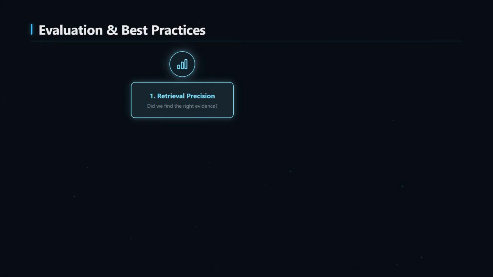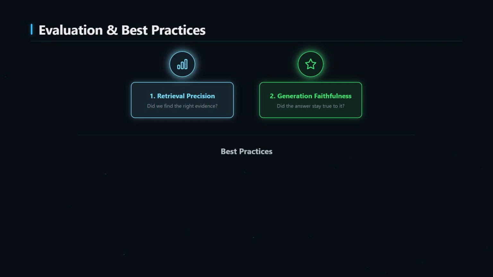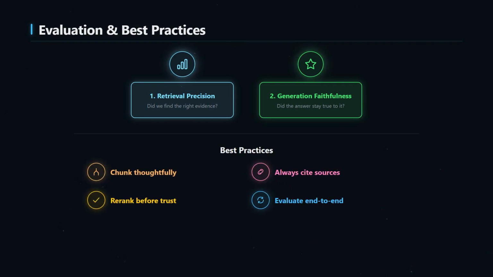A good RAG system is measured on two fronts: whether retrieval actually found the right evidence, and whether the final answer stayed faithful to it. It still has limits. Retrieval can miss things, and context windows are not infinite. Chunk thoughtfully, always cite your sources. Re-rank before you trust the top result, and keep evaluating end to end.